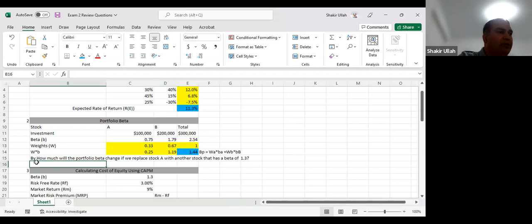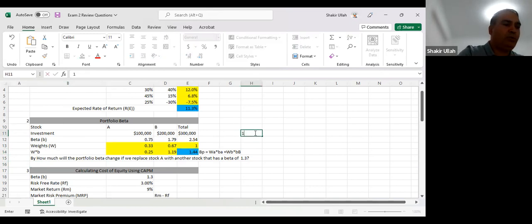Okay, now another question would be, by how much will the portfolio beta change if we replace stock A with another stock that has a beta of 1.3? Okay, so that could be the problem. We already calculated the beta of the portfolio, which is 1.44. So 1.44 is the beta of the existing portfolio.